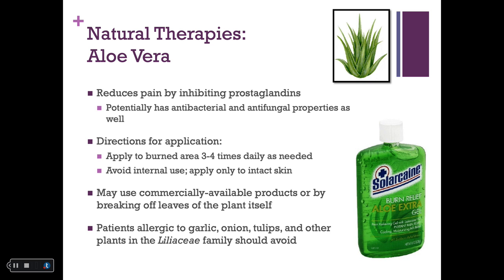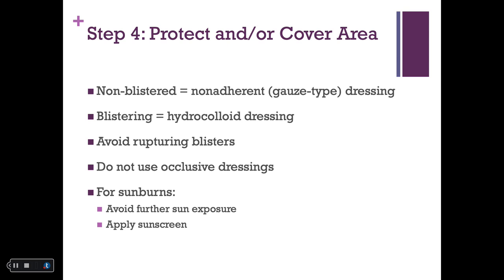You can buy commercially available products, but you can also just break off the leaf of an aloe plant if you have one and use the substance within the plant itself. And again, patients who have any sort of allergies to bulb plants, things like garlic, onion, tulips, wouldn't use these either.